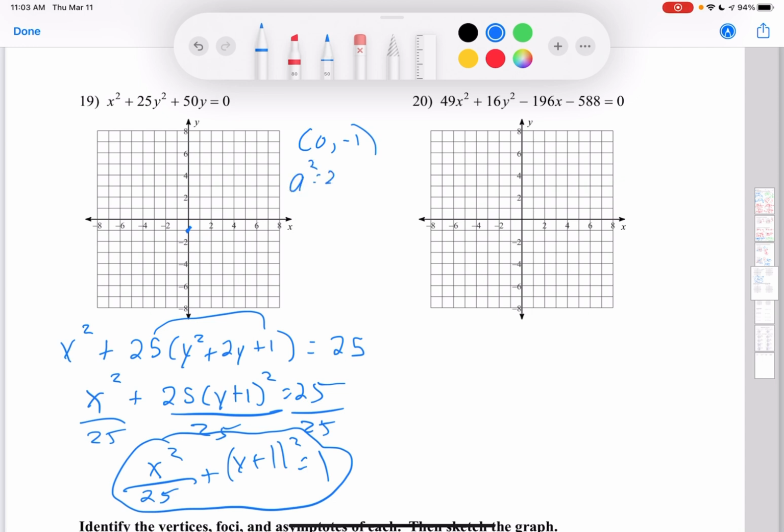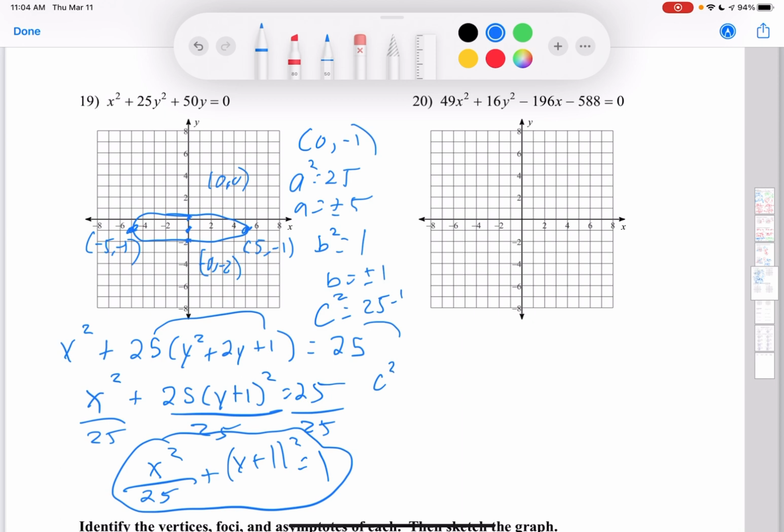A squared equals 25, so A is equal to plus or minus 5. So we got to go 5 in this direction and 5 in this direction. So that's the point 5, -1, and -5, -1. B squared is equal to 1, so B is equal to plus or minus 1. So up 1, that's the point 0, 0. Down 1, that's the point 0, -2. There's the graph.